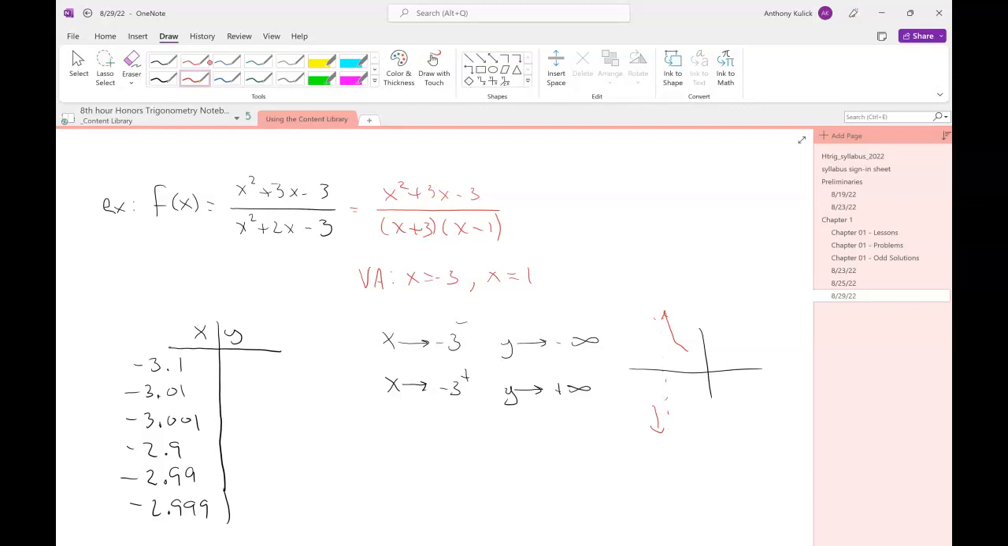Everybody's okay that I didn't actually write down the values in the table, that I just looked at them on my calculator? If I asked you for a table of values, you could write those down, but in the interest of time, I'm just not going to copy them all in there. You're good? Okay.